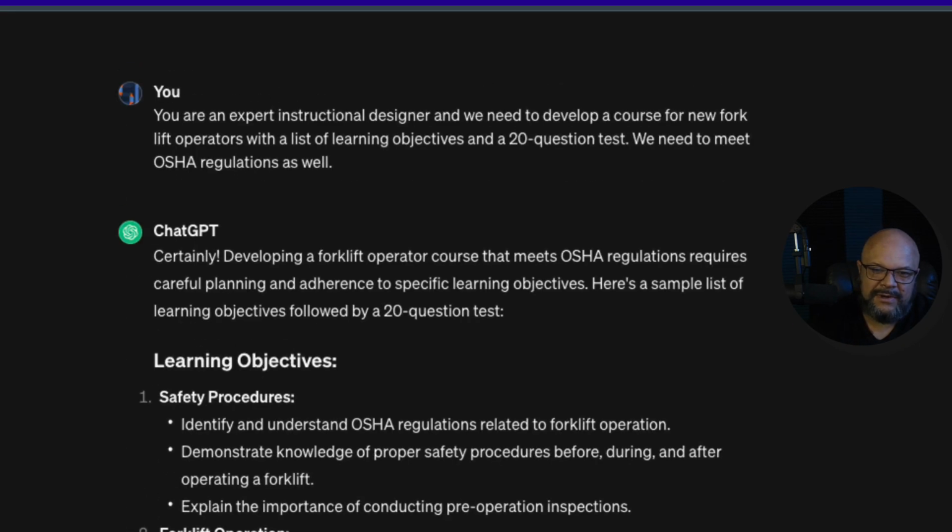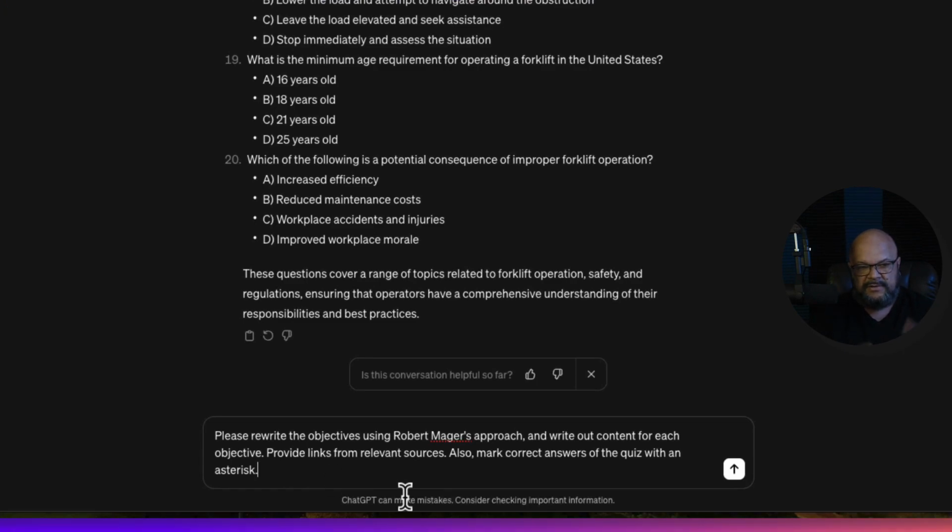So a couple of things I want to pick up from here. One is I want to reformat. I'm going to give it advanced directives to reformat the objectives. Okay, so here's the deal. Here's the test, the advanced test. Please rewrite the objectives using Robert Mager's approach and write out the content for each objective. Provide links from relevant sources. Also, mark correct answers of the quiz with an asterisk. See what happens.